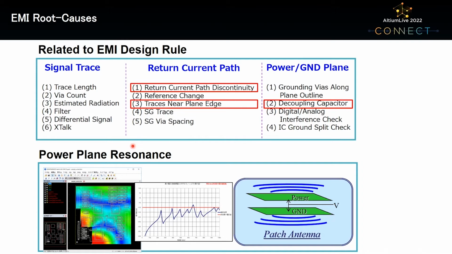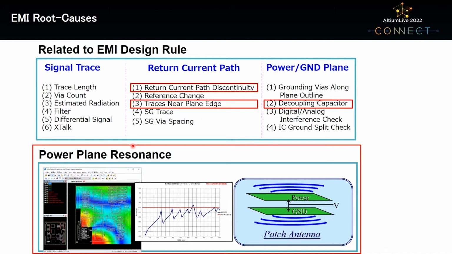Manually checking these design rules can be time-consuming and costly. Therefore, automation with a design rule checker, such as EMI Stream, is essential and effective in the actual design workflow. Next, I will explain the basic knowledge and verification result of plane resonance between power and ground plane.